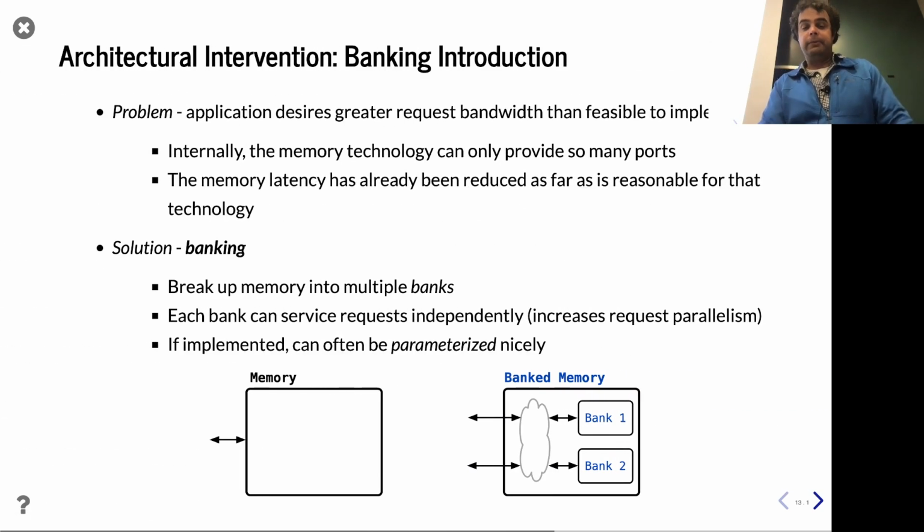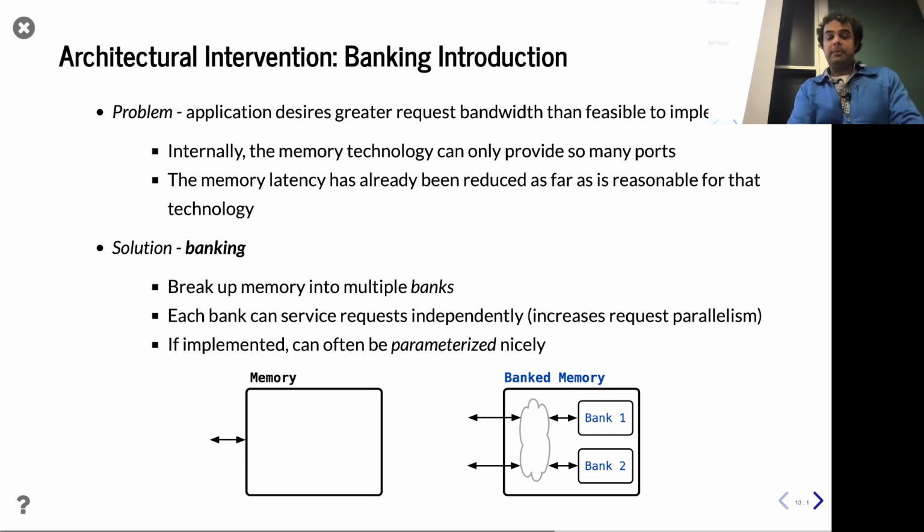Okay, so let's talk about one intervention, banking. The problem is that somebody has specified that they need this much bandwidth for memory. And despite your best efforts, if you're working with a tool like OpenRAM, OpenRAM tells you, I can only give you this much bandwidth. So how do you close that gap? Well, banking is a way to put together multiple memories to provide that bandwidth.